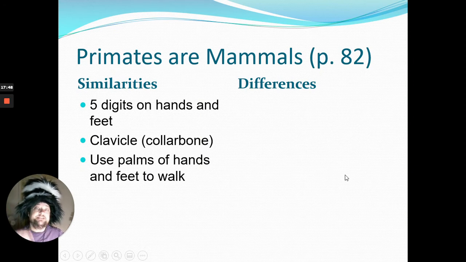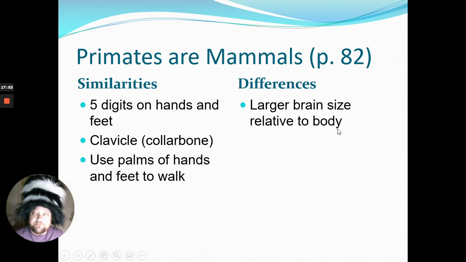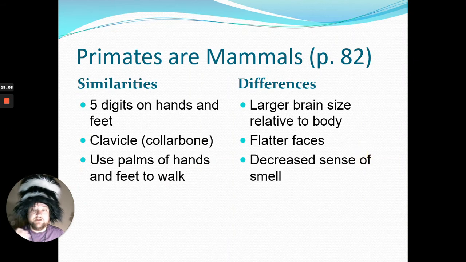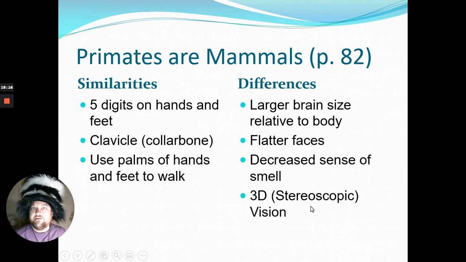How are primates different from other mammals? This is where it gets interesting for us. Primates in general have a larger brain relative to the size of their body, which has implications for cultural developments. We have flatter faces, right? Compare us to a cat or a wolf. We have a flatter face, and that kind of goes with a decreased sense of smell. So if you have cats and dogs, you know that they rely a lot on smell. We rely more on our vision.